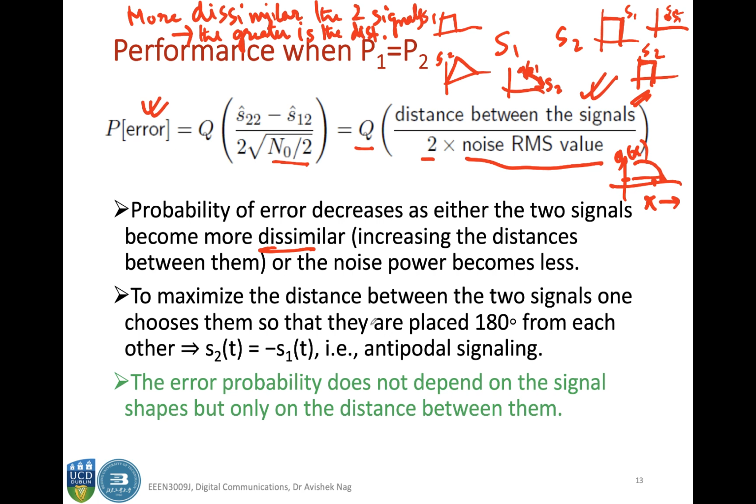So this is one form where, to maximize the distance between the two signals, one chooses them so that they are 180 degrees phase apart. In that case, your S2 will be equal to minus S1(t), and the distance between the two signals will be maximum, and this is called antipodal signaling. The error probability does not depend on the signal shapes, but only on the distance between them. So this is again very important.